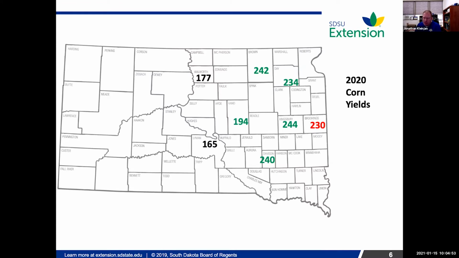So just a snapshot of 2020 here. Wherever there's a number on this map is where we do a corn hybrid trial. And wherever there's a green number, it's where the yields this year were above the 5-year average. The red number here in Brookings, we were actually below average in Brookings. I think we ran out of water, and we'll talk about that a little bit more down the line in this talk today.